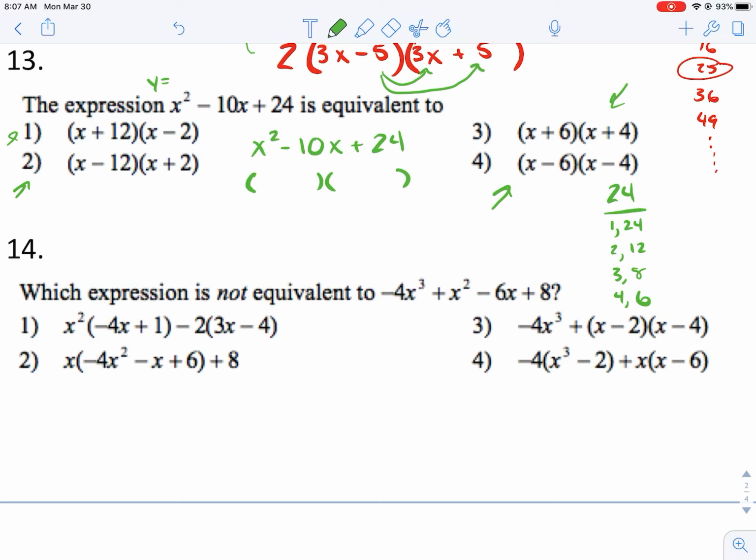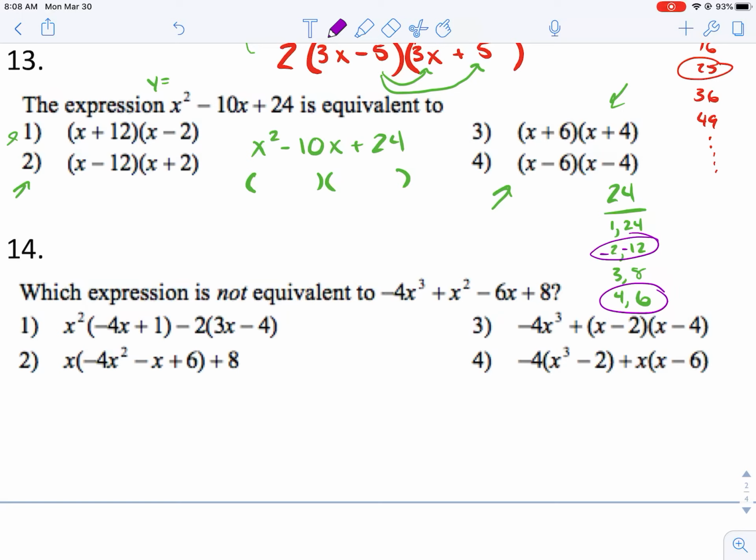And now, in order to factor this thing, I need to come up with 2 numbers that add up to negative 10, but multiply to a positive 24. So I need 2 numbers that add up to a negative number, but then multiply to a positive number. What that means is both of our numbers are going to have to be negative.